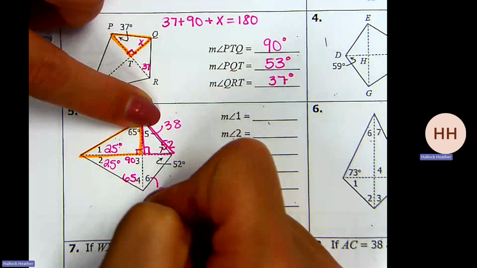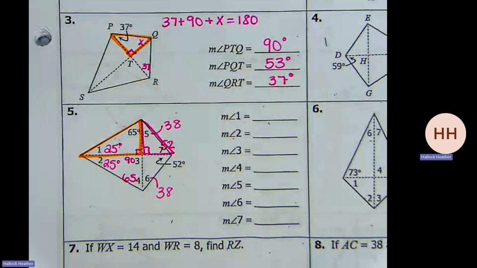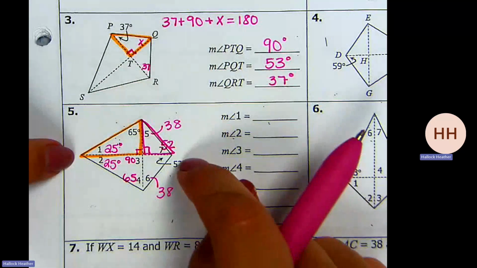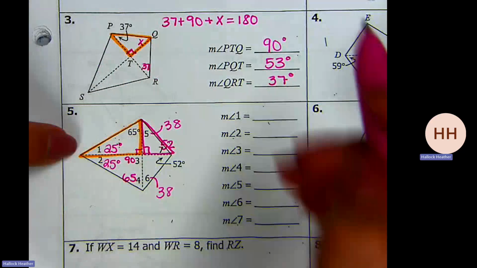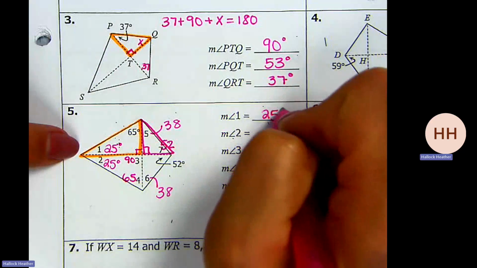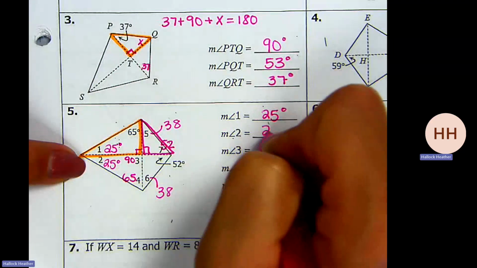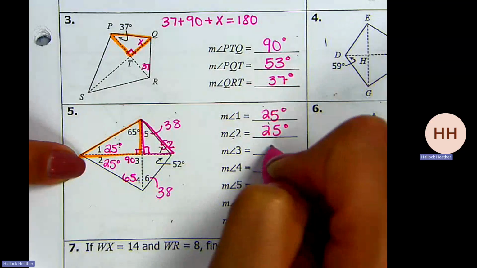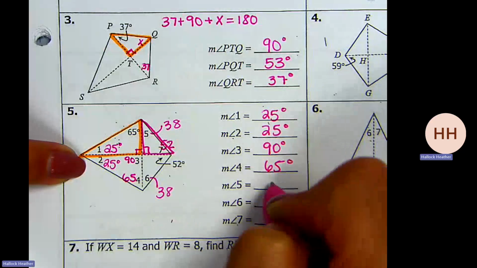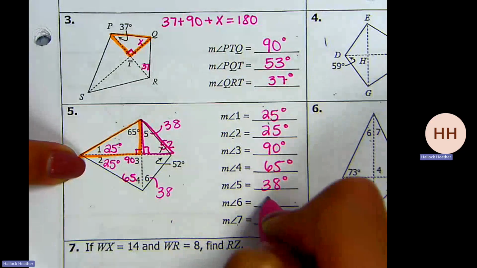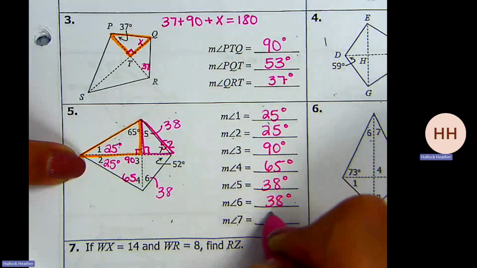So this angle right here is 38, and this angle is 38. So now I can fill in. The longer diagonal bisects them. The shorter diagonal does not bisect them. So angle 1 is 25 degrees. Angle 2 is 25 degrees. 3 is 90. 4 is 65. 5 is 38. 6 is 38. And 7 is 52.